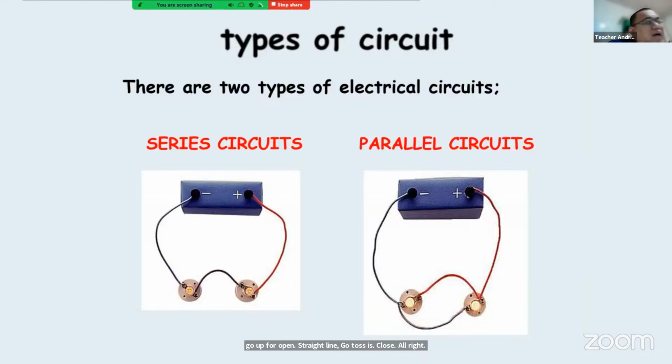Now, after going through the different types of components in a system or in a circuit, and we talk about open and closed switch, now it's time to look at the different types of circuit. We have 2 different types of circuit. One is a series circuit and the other is a parallel circuit.